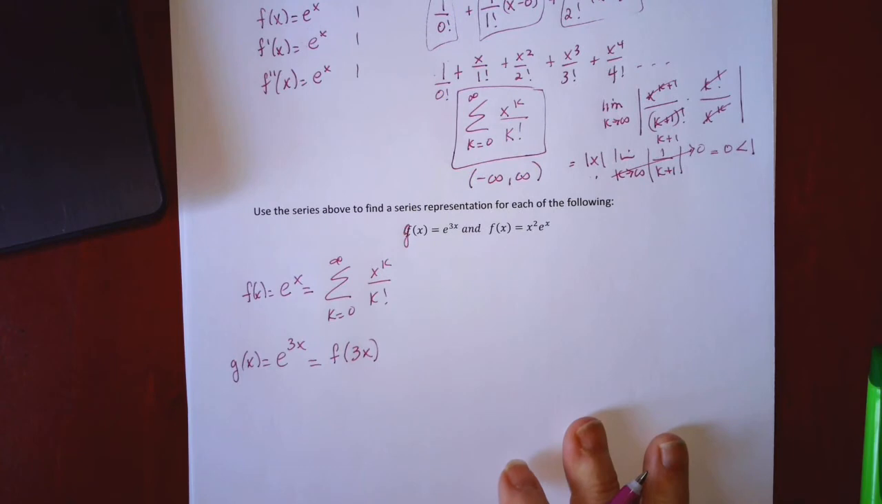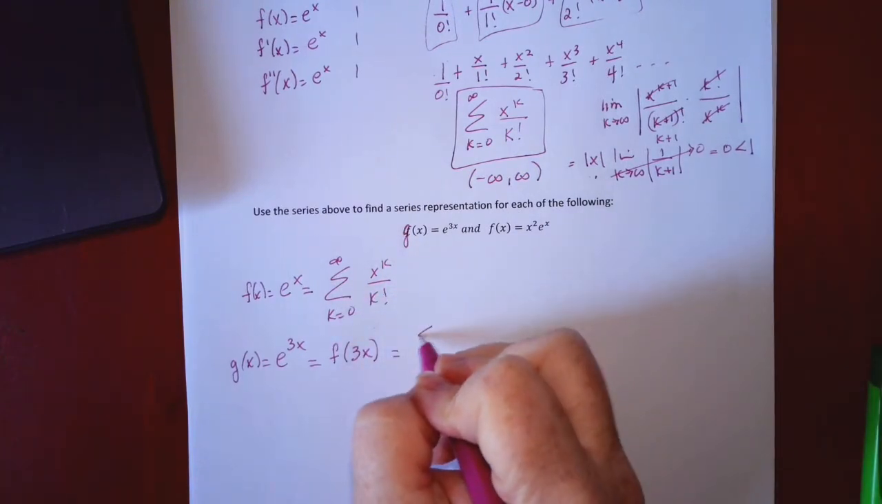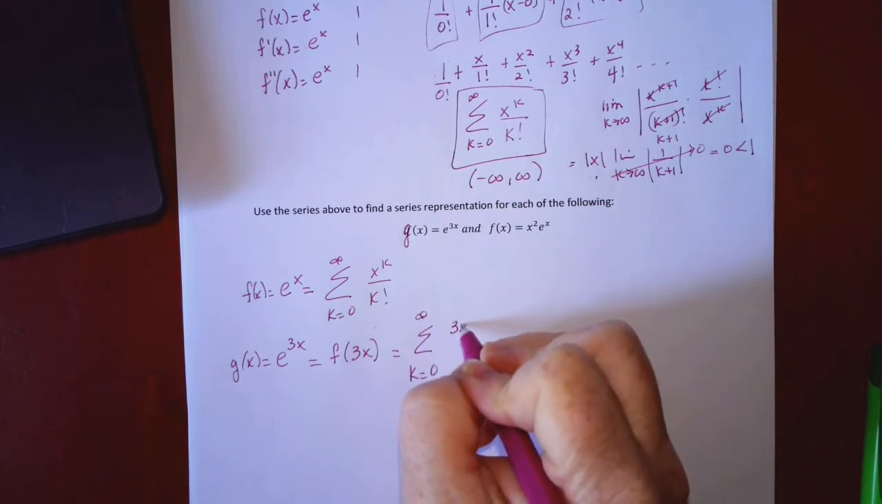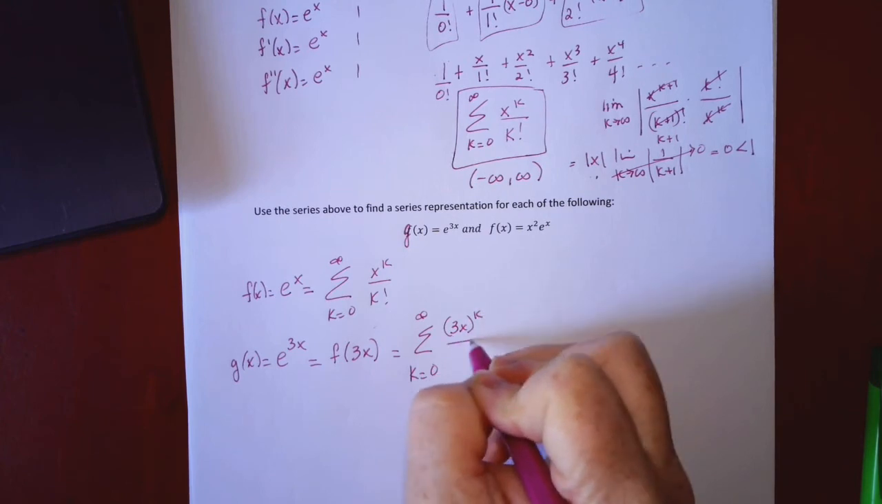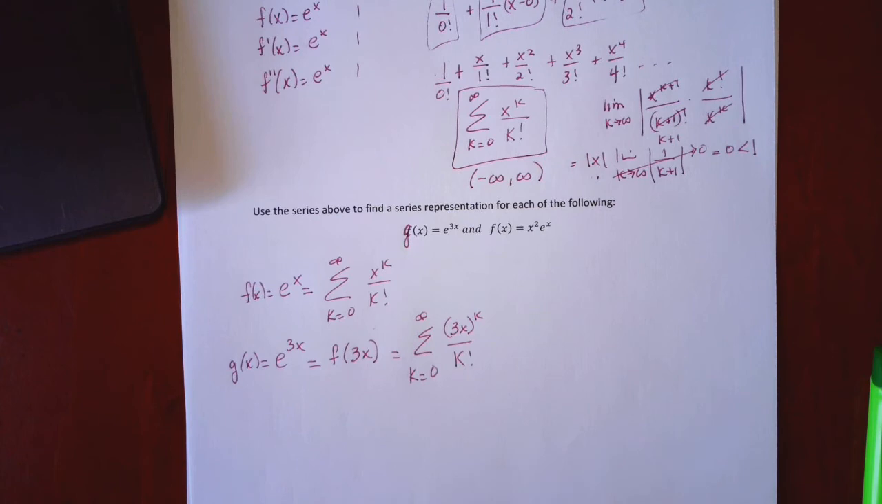Okay. So a power series representation for that would be the summation from k equals 0 to infinity of 3x to the k over k factorial. Easy peasy, and we're done. And it won't change the interval of convergence.